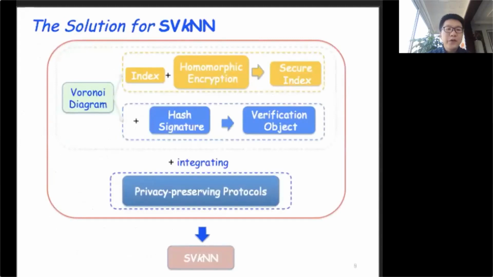This is the overview of our solution for the problem. Intuitively, we adopt the Voronoi diagram to integrate the index and the verification information together into a unified structure. Further, to guarantee secure operation on the index, we design a series of secure protocols to realize this goal.